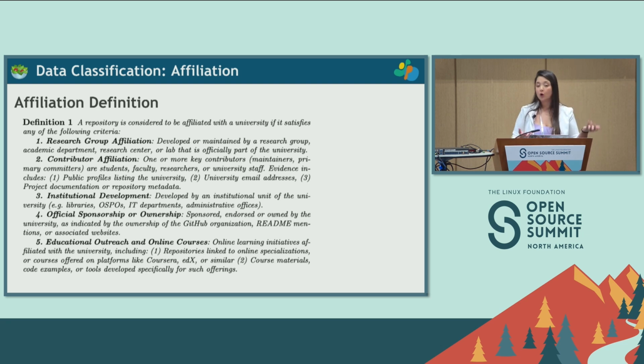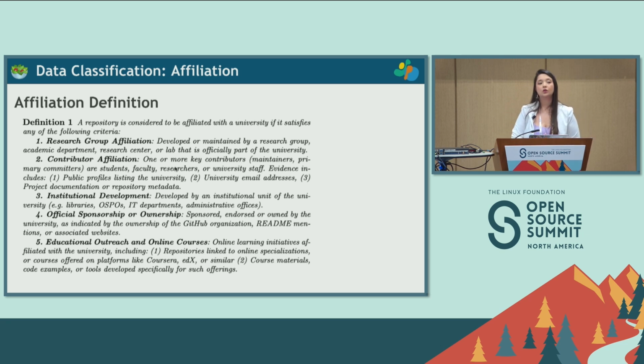Official sponsorship or ownership. And this one, I included it because there are some repositories that are a little bit tricky to interpret, but they actually have in the README very clear statements, like, this is owned by UCSC, or this is sponsored by UCSC, or UCSD, or any of the universities.